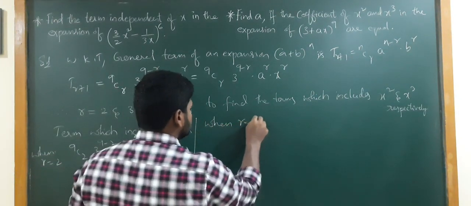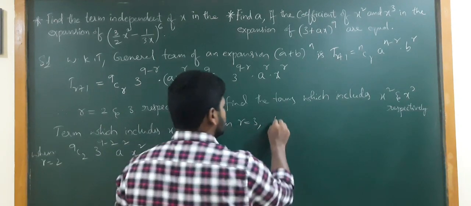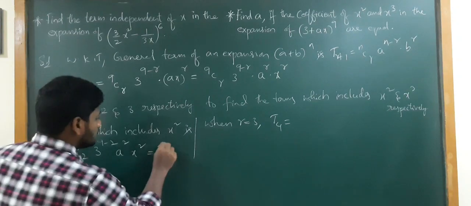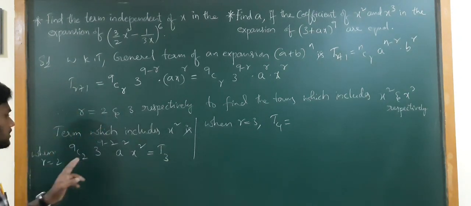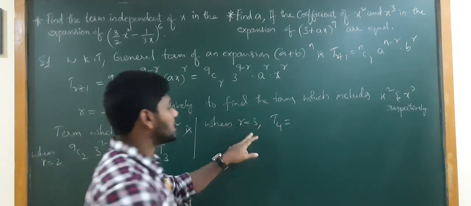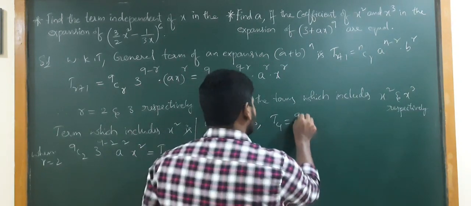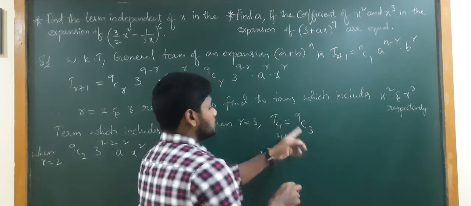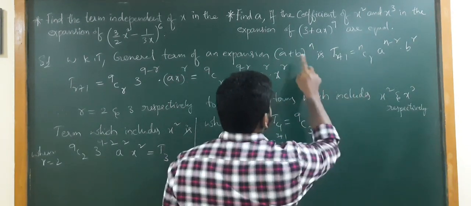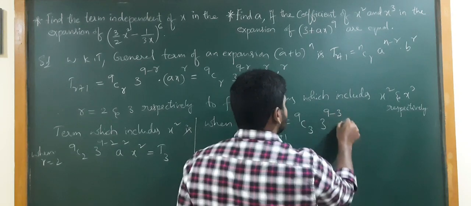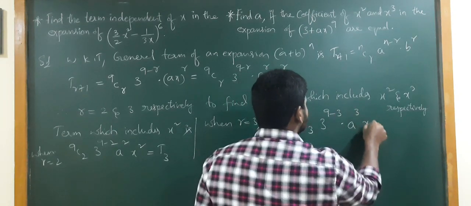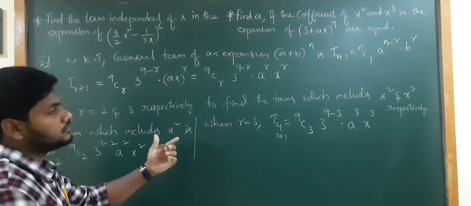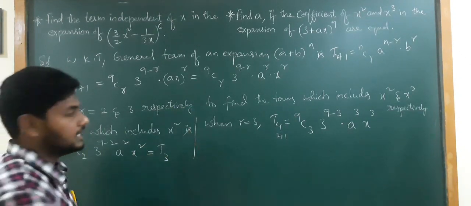When r is equal to 3, that is nothing but T4, right? Here when r is equal to 2, this is nothing but T3. T3 means r value 2 will be there. T4 means r value 3. In that T4 what will it be? 9C3, nothing but 4 is equal to 3 plus 1, right? So 9C3. A means what? 3 to the power of 9 minus 3 into a cube into x to the power of 3. Now we need to equate those two and simplify, we will get the a value.